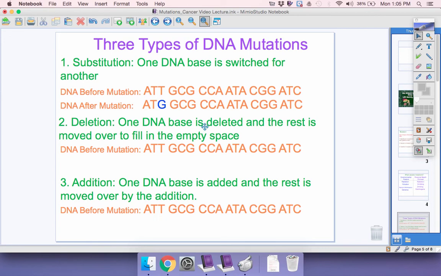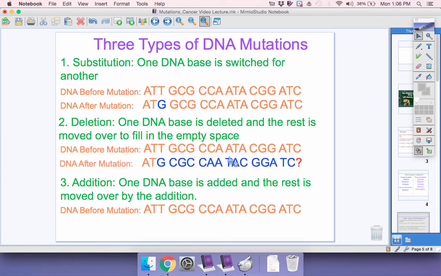The second type is a deletion. A deletion is where one DNA base is deleted and the rest is moved over to fill the empty space. So same thing, if our DNA before was that same ATT, GCG, CCA, ATA, CGG, ATC, afterwards you might have something like this. Here I've removed this second T, A-T-T. I've removed that T, and everything else scooches down.